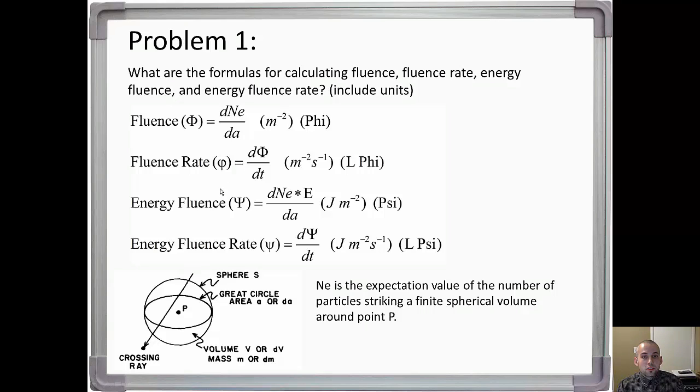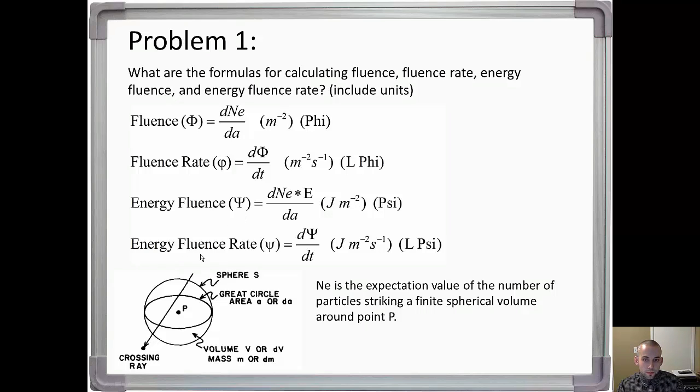Energy fluence, it's essentially your fluence multiplied by your average energy. Be careful here though, because if it's a spectrum of energies, you are going to have to integrate with respect to energy. It's in units of joules per meters to the -2, denoted by the Greek letter psi.